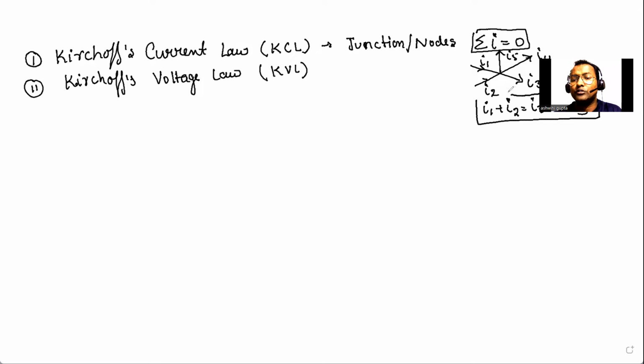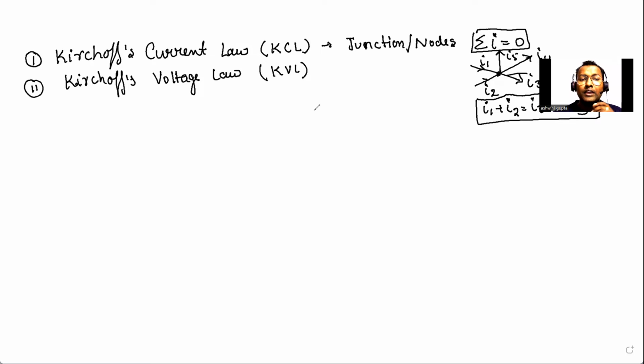We are not going to discuss it in detail because the primary topic that we are going to discuss today is Kirchhoff's voltage law. As we have discussed, KCL is applied on a node or a junction. Node or junction means a point where the different branches of the circuit are interconnecting each other.